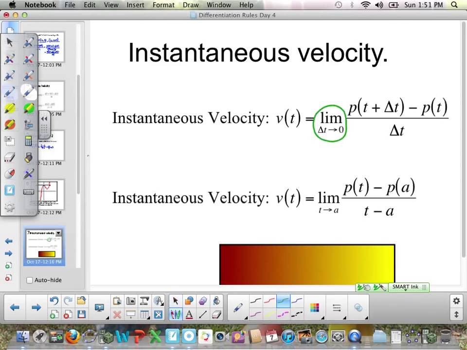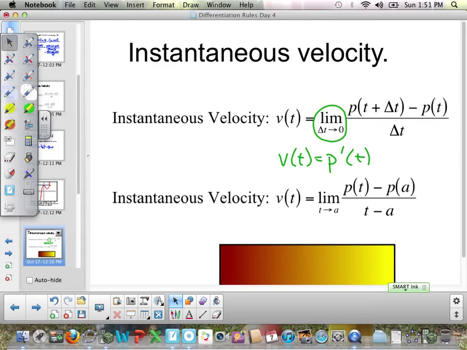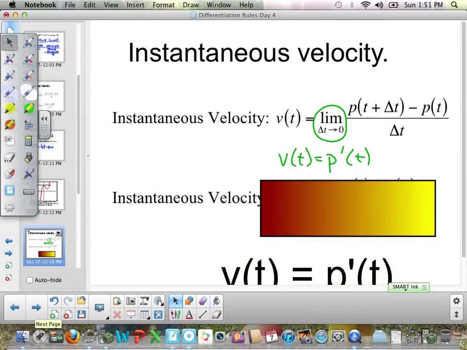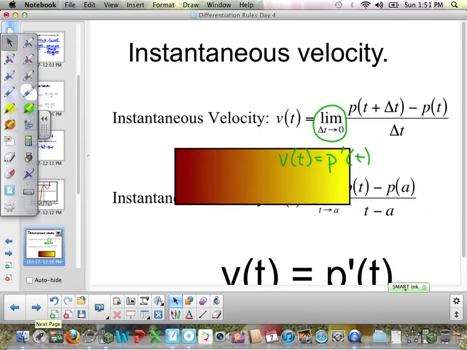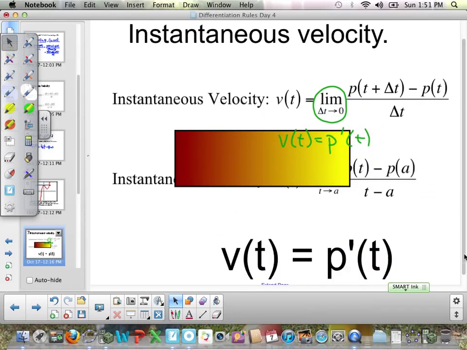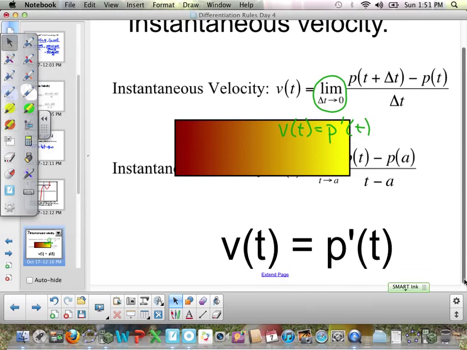So to find the velocity of a position function, we're going to take the limit as delta t approaches 0 of P of t plus delta t minus P of t over delta t. What is this the same thing as? Well, this is the same thing as the derivative of our position function. The derivative of position is velocity. Or, in big bold letters, v of t equals p prime of t.